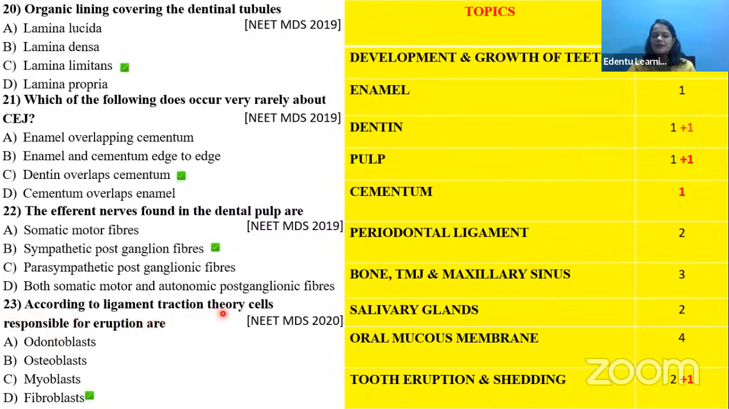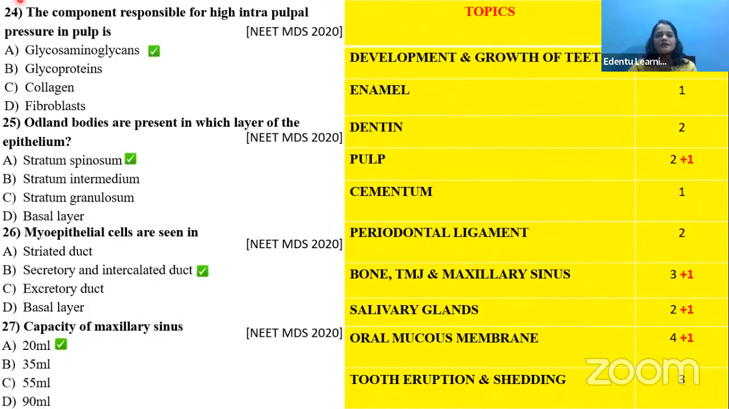Next, according to the ligament traction theory, the cells responsible for eruption are mainly the fibroblasts. So let's put it under tooth eruption. Next question, we have come to 2020. The component responsible for high intrapulpal pressure in the pulp is mainly the glycosaminoglycans. We're putting it under the topic of pulp.